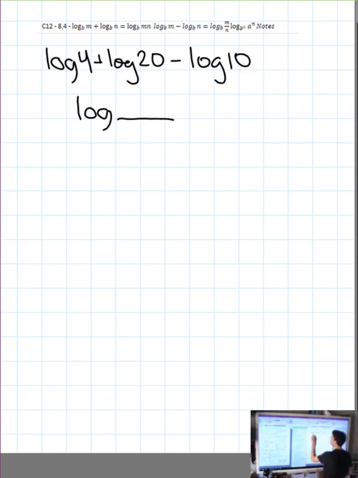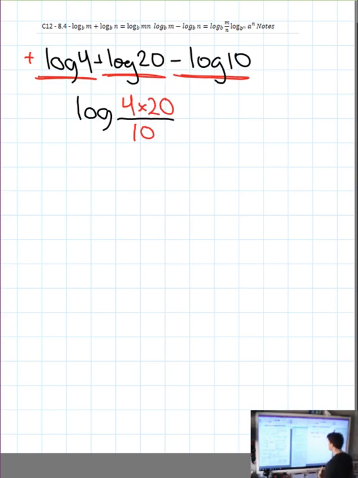Now, this log 4 is positive, so the 4 goes on top. This log 20 is positive, so we times. This log 10 is negative, so the 10 goes on the bottom. And seen on your formula sheet, simply positives go on the top and negatives go on the bottom. So if I simplify this fraction, crossing off a 0 from the top, we simply get log 8.